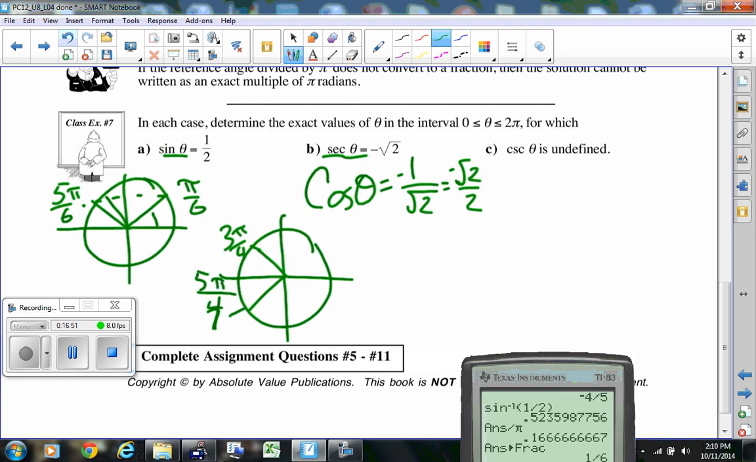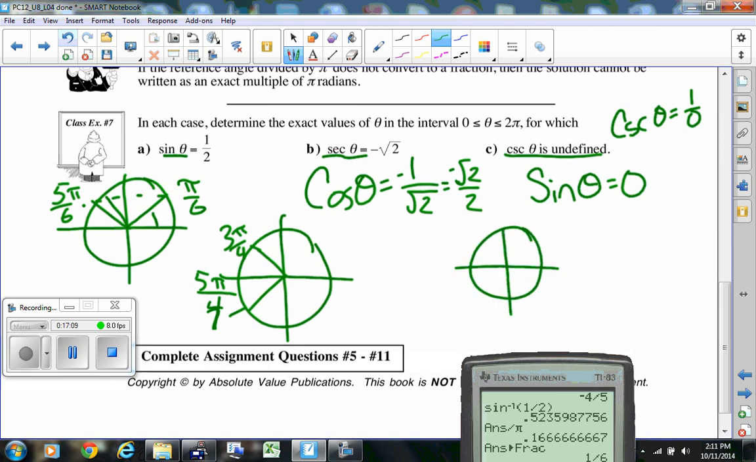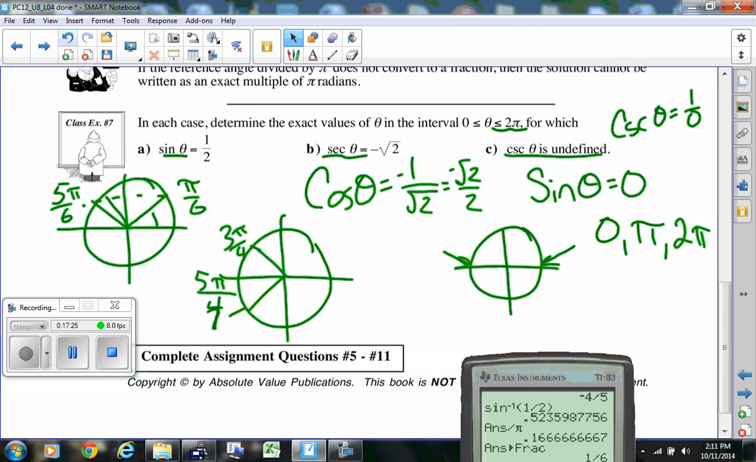Ta-da! Now again, cosecant theta is undefined. What I really know that means is sine theta equals 0, because this is code for that. So we flip it back over. Sine is 0. When the y is 0, that'll be there and there, so 0 and pi. And in fact, looking at the domain, also 2 pi, because it is included as a boundary point. I hope that makes sense.